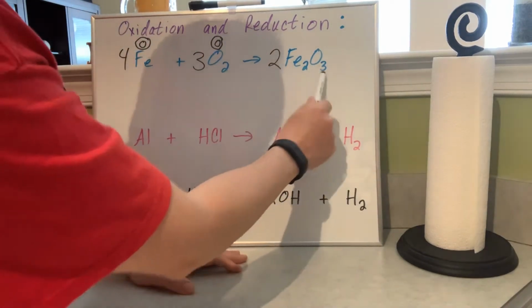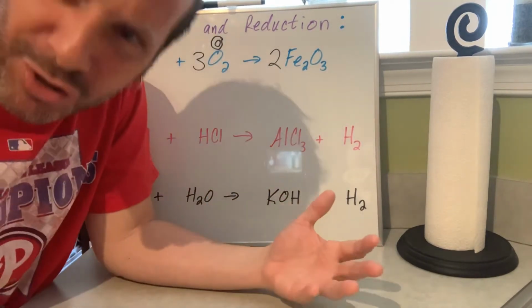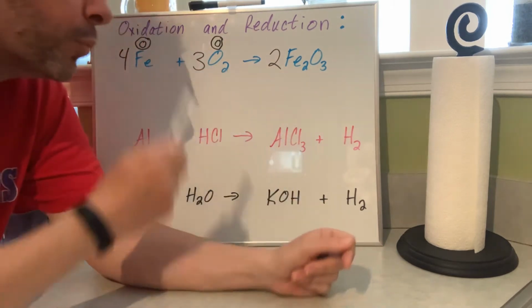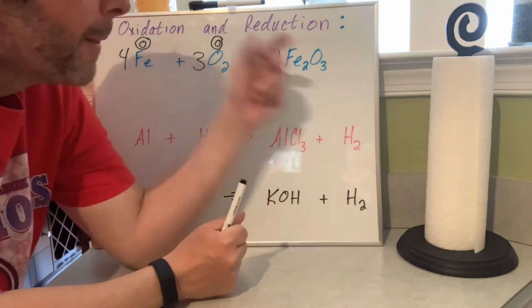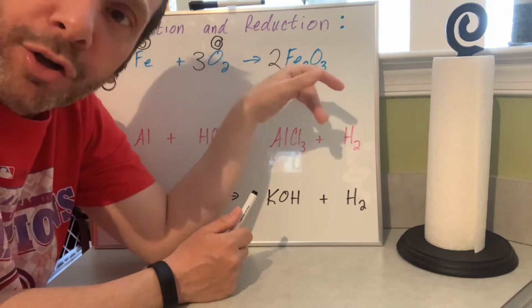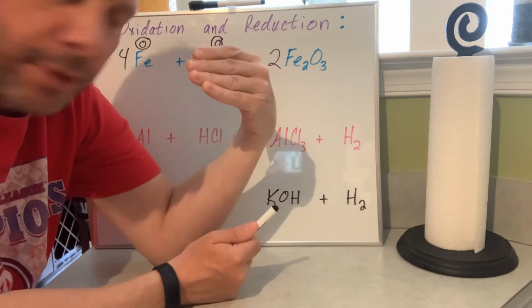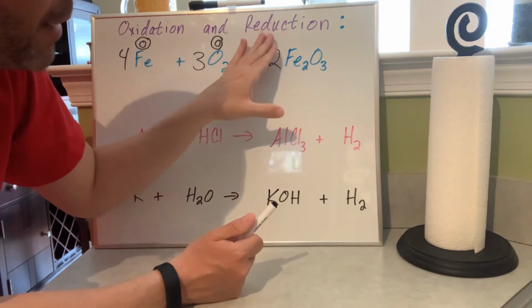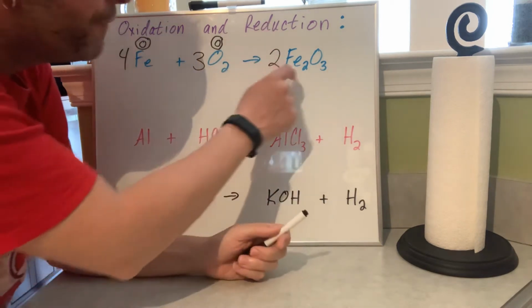Now you have Fe2O3, which is iron oxide, just the chemical formula for rust. It's one of the formulas for rust. There's actually a few. Anyway, now the iron and the oxygen are combined into one compound. Pretend the 2's not there, right? We're just looking at Fe2O3.